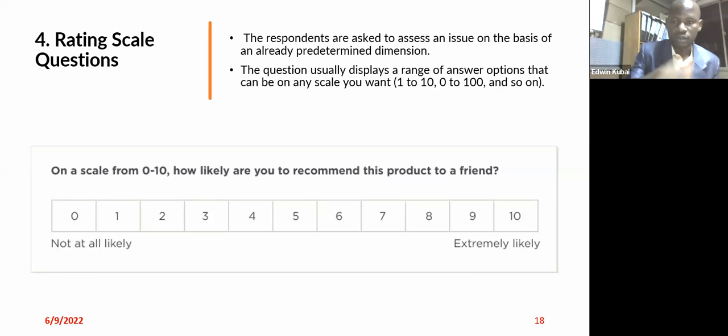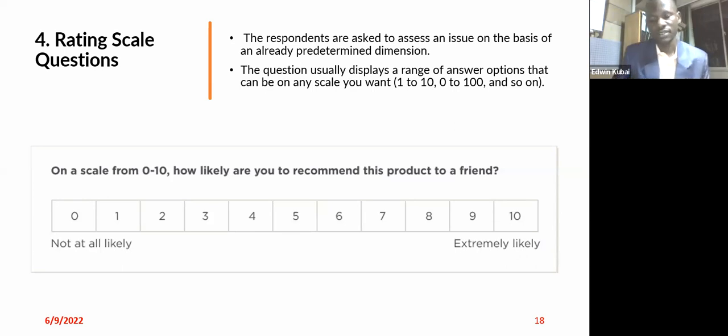So if you have this one, this is where you are given a scale and the respondents are able to rate, from not at all likely to very likely. How likely are you to recommend this product? This may be a marketing student who is trying to find out about the market for the product they're selling and trying to establish that. So such a kind of question, rating scales, must be in your questionnaire when you are doing such a study.